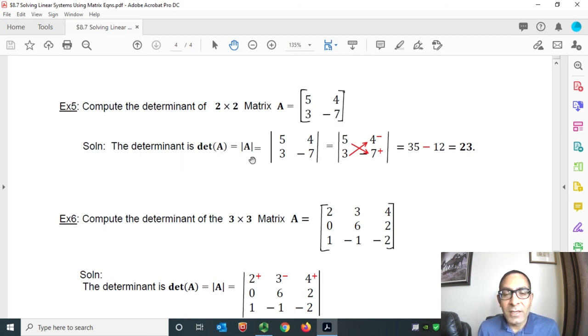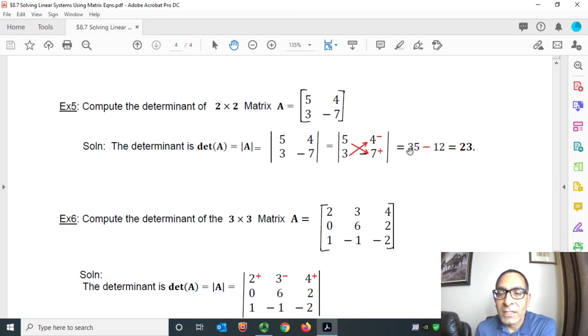Determinant of A equals the determinant of this 2x2 matrix with entries 5, 4, 3, minus 7. The next step, to expand this determinant, we multiply diagonally, and we multiply the other diagonal, and we subtract the second product from the first product. So here, 5 times 7 is 35 minus 3 times 4 is 12.